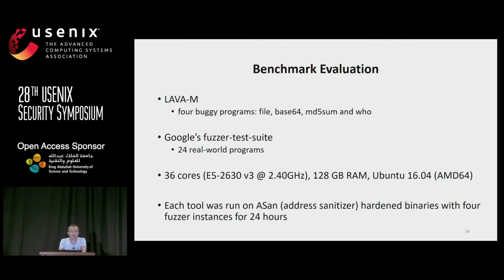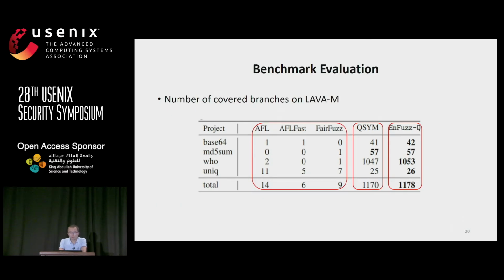We evaluate on two datasets. The first is LAVA-M, and the second is the Google fuzzer-test-suite. Each tool was run on ASan-enabled binaries with 4 fuzzer instances for 24 hours. First, let's see the results on LAVA-M, which I think is a small benchmark because the code size is between 2,000 to 5,000 lines of code.